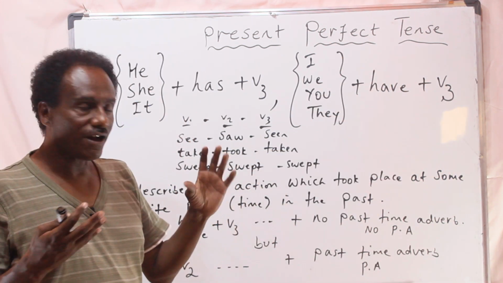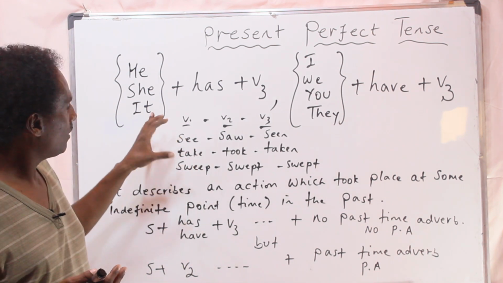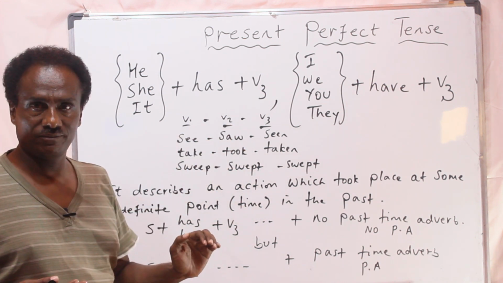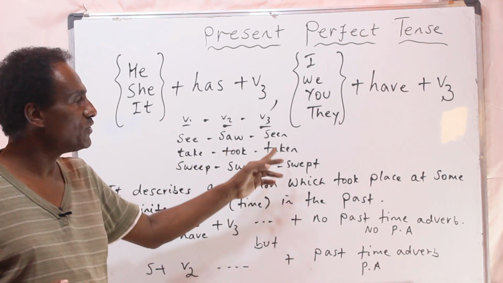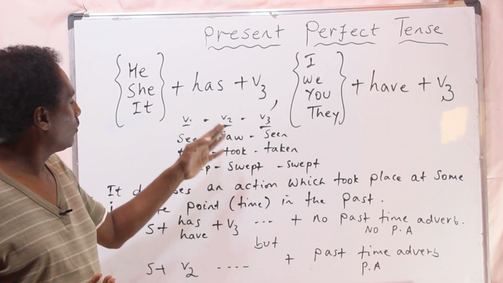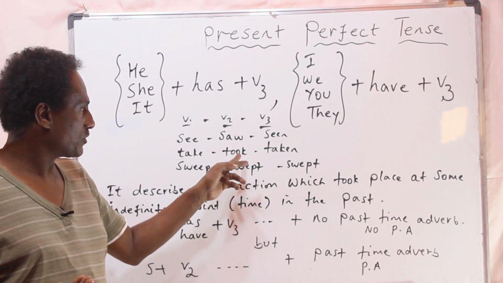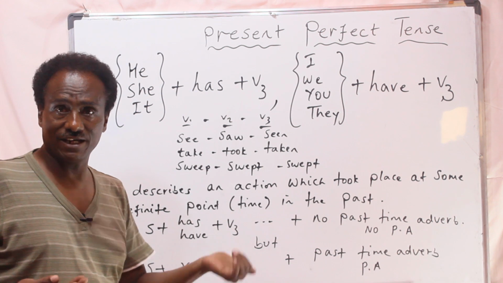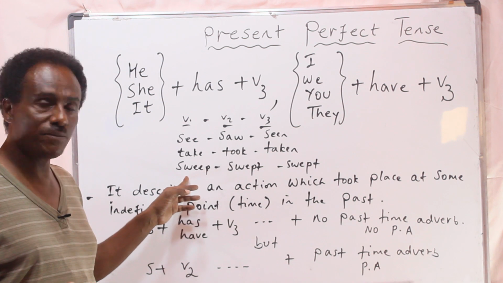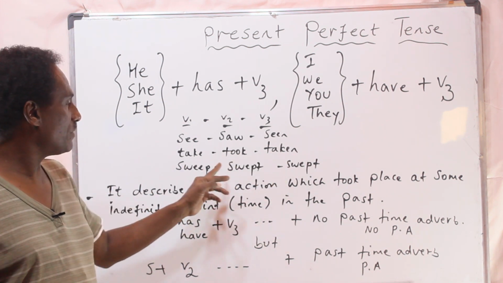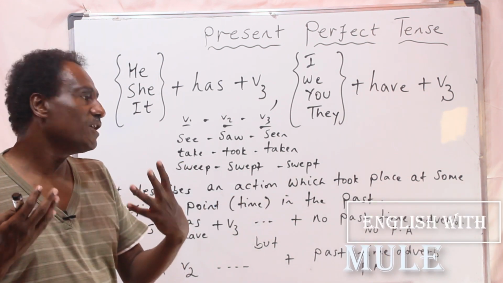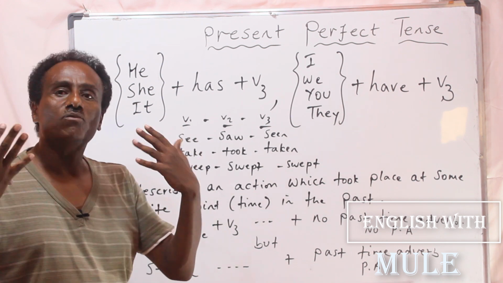For example, okay, I have got, just base verbs here. Simple past is verb 2. Past participle is verb 3. Got it? Take, verb 2, took. Verb 3, taken, all right? Here we have irregular verbs and regular verbs. Irregular verbs like sweep, swept, swept. Like sleep, slept, slept. All right?